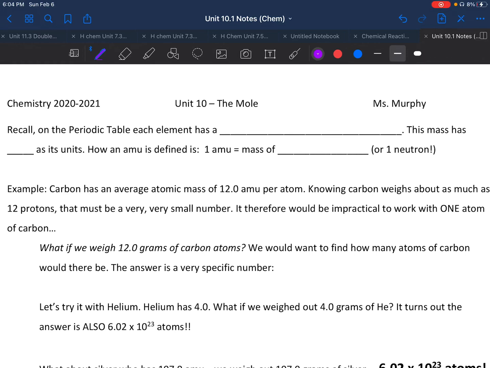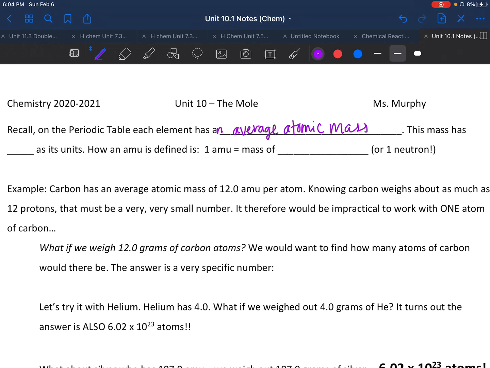On the periodic table, each element has an average atomic mass. We've talked about this in unit 4. We have isotopes, so our atoms can have all sorts of different weights, but the red number with the decimal on the periodic table is the average of all the isotopes that are possible.